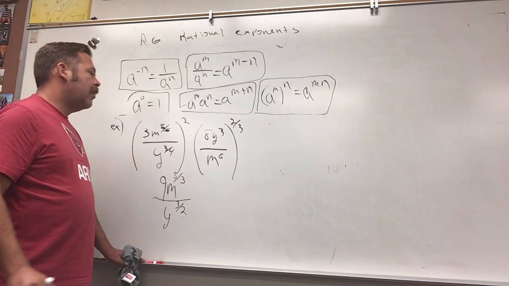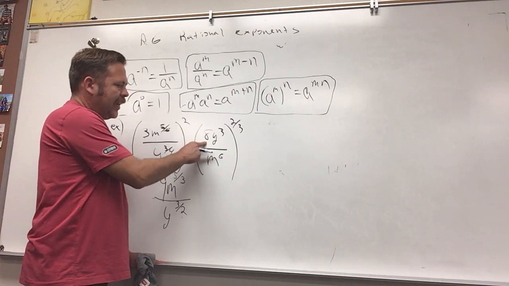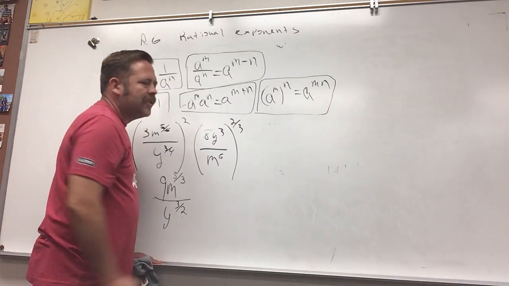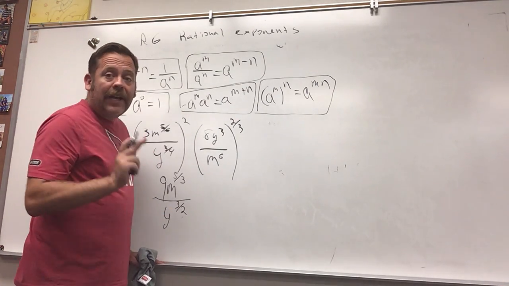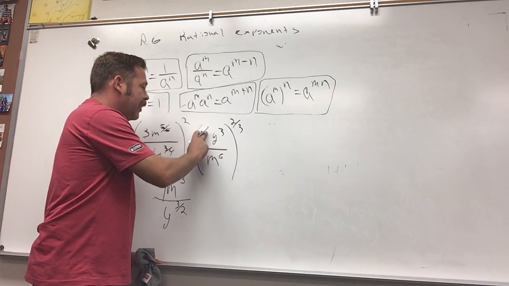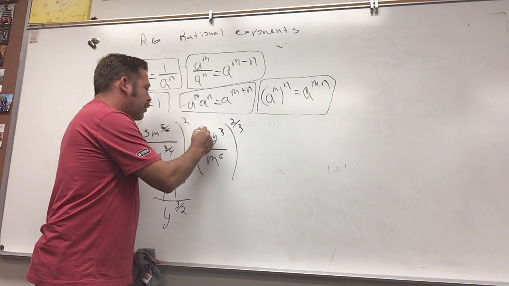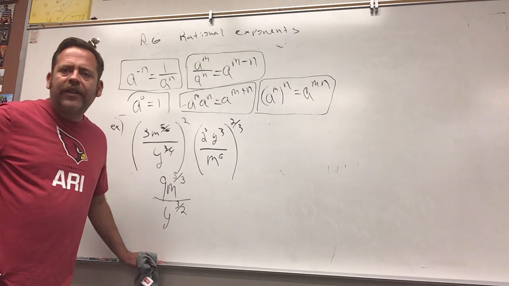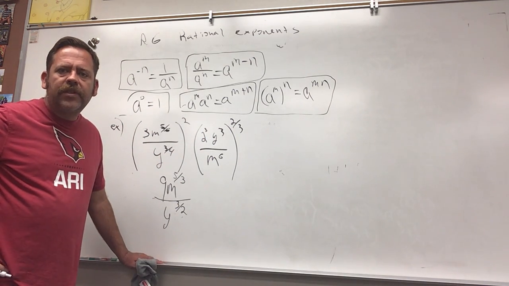Okay. Now, I don't really like 8 to the 2/3, it's kind of messy. I got an idea. Let's write 8 instead as 2 to the third power. Why can't I do that? Is 8 the same as 2 to the third? What's 2 times 2 times 2?